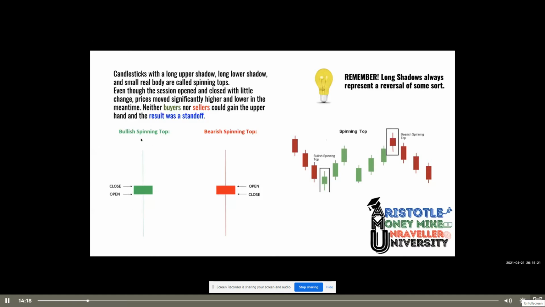So here you see a bullish spinning top, right? And what you see is the close and the opening price were kind of similar, but it has two long wicks. So it's just a little spinning top.